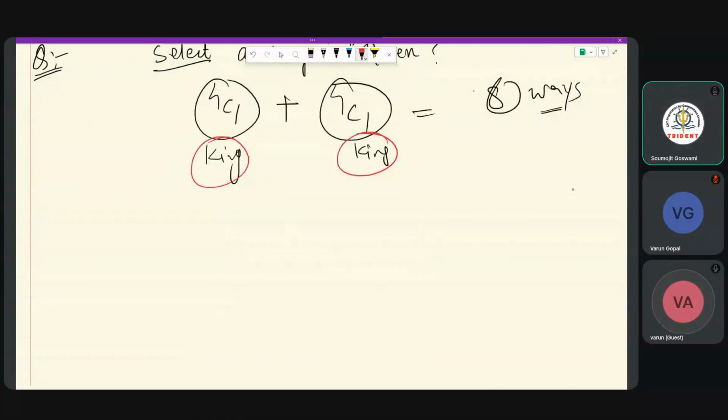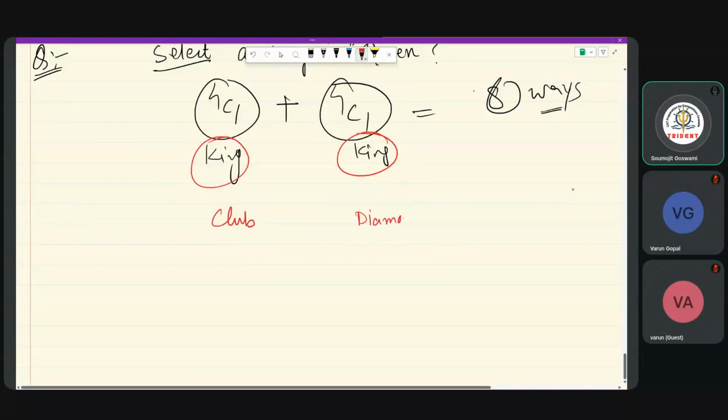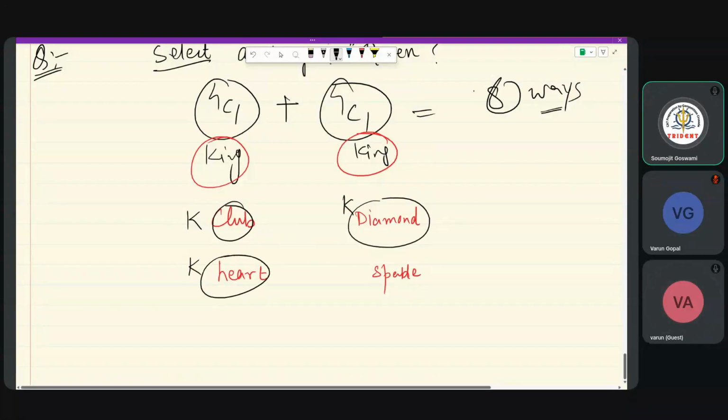Let's see. So we have a club, we have a diamond, we have a heart, and we have a spade. Okay. Now in the club, I can have a king. In the diamond, I can have a king. In the heart, I can have a king. In the spade, I can have a king.